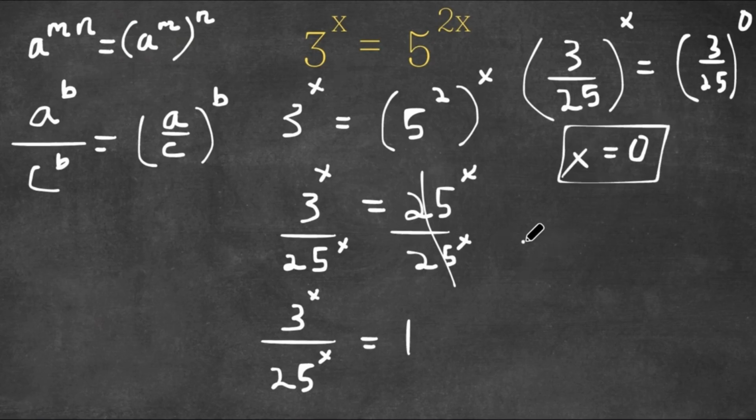And if we plug this value in to check, we get 3 to the power of 0 is equal to 5 to the power of 2 times 0. And 2 times 0 is simply just 0. So we have 5 to the power of 0. And any number to the power of 0 is 1. So 3 to the power of 0 is 1, and this is equal to 5 to the power of 0, which is also 1. So this is right.